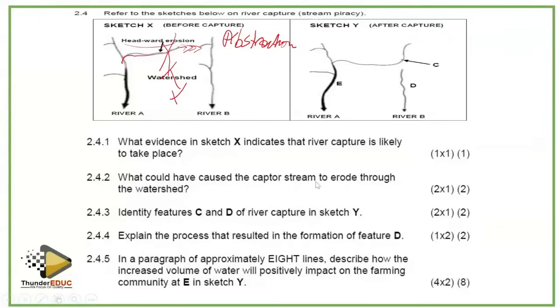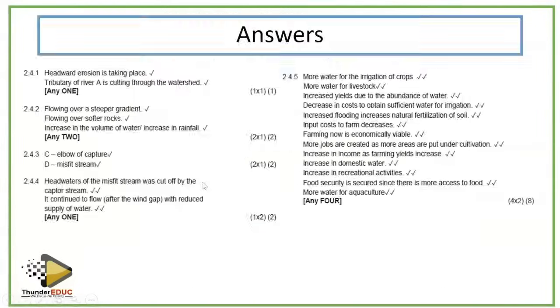What could have caused the captor stream to erode through the watershed? Why was this river able to cut through the watershed? Now, you need to know the factors that contribute to river rejuvenation. It was flowing on a steeper gradient. It was flowing on softer rock, which is easily eroded. And it is because of increased volume of water, because of increased rainfall.